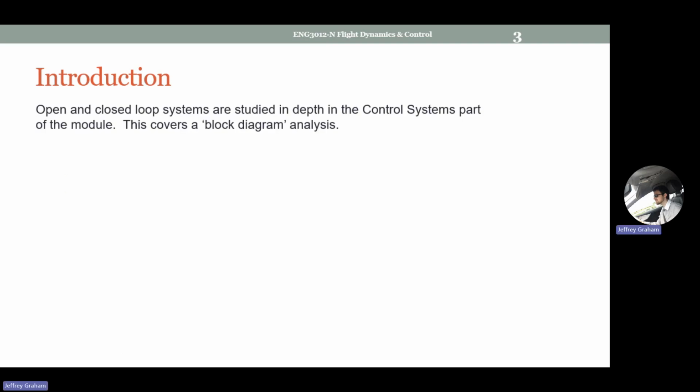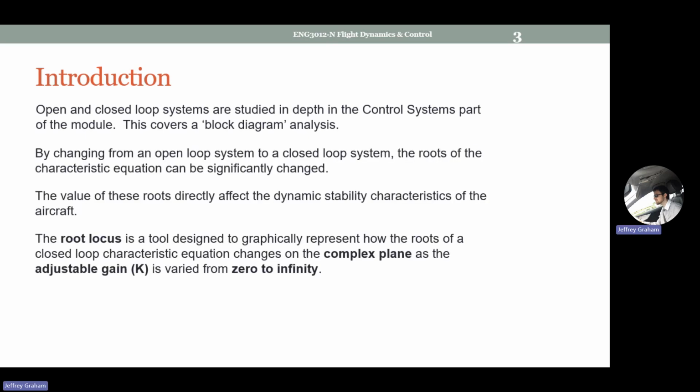Right. To begin with, there's a couple of things we need to point out. The root locus is a tool designed to graphically represent how a system changes, what the roots of a system change, as we go from open loop to closed loop. And by doing that, we change the gain, or the adjustable gain in that system, from 0 to infinity. So as we change this value of k, the root's value changes by a set value. It will move along a plot, and at some particular points, it may go from stable to unstable.